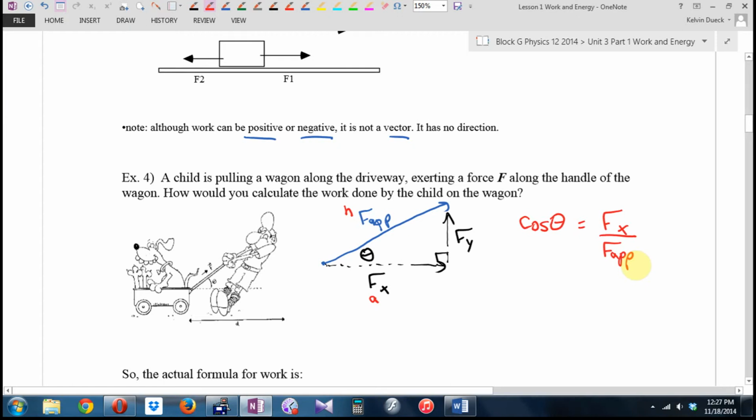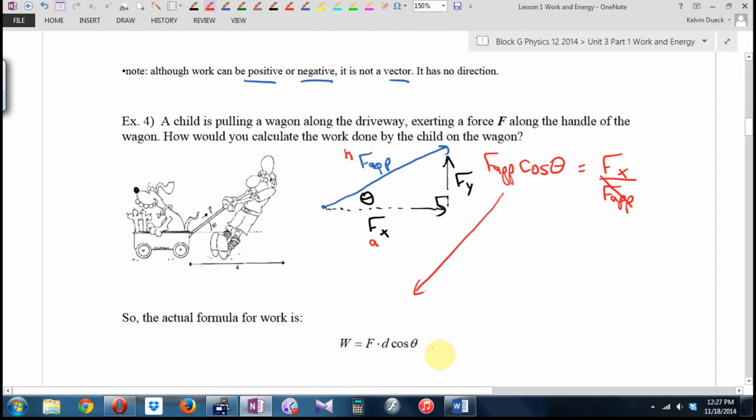How would I get the Fx by itself? What would I do with that F applied? Times it over? So you know what? Cross that out, put the F applied right there. And in fact, what that does is it shows you the actual formula for work is force times distance cos theta.